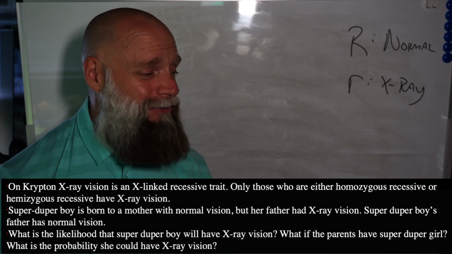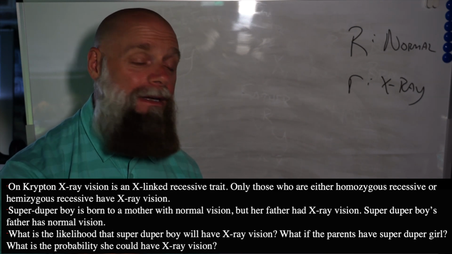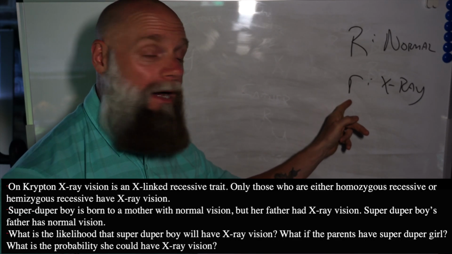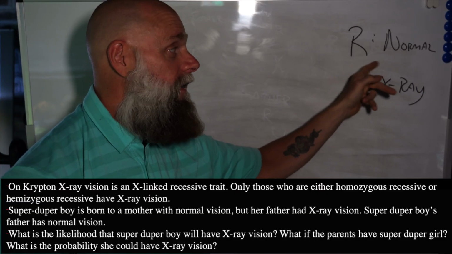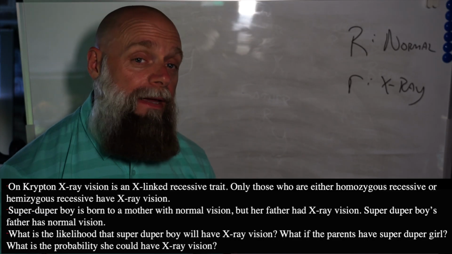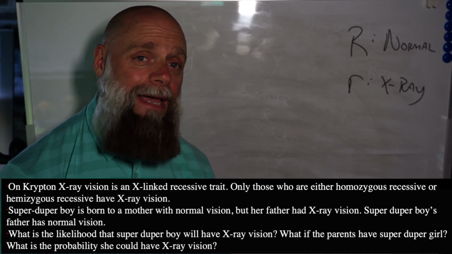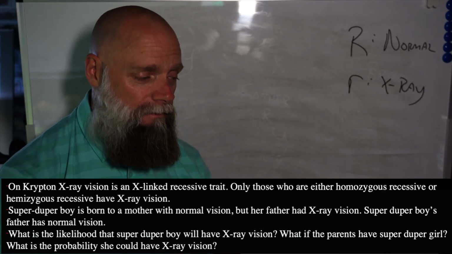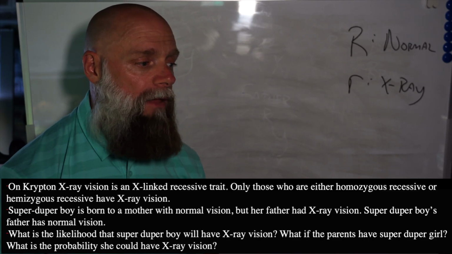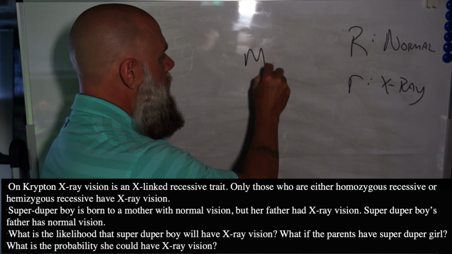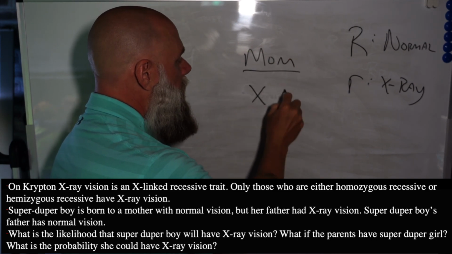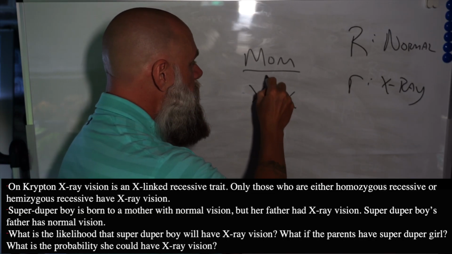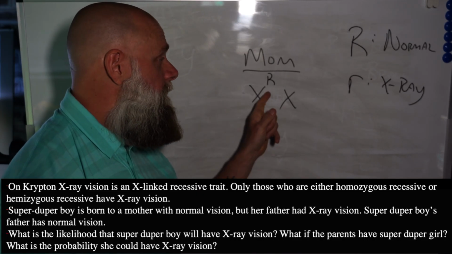So it says on Krypton, X-ray vision is an X-linked recessive trait. So we're going to say that little r is X-ray vision, recessive. Big R, capital R, is going to be normal vision. It says only those who are either homozygous recessive or hemizygous recessive have X-ray vision. Okay, super duper boy is born to a mother with normal vision. Okay, so mom has normal vision. We don't necessarily know her genotype, but we know there's at least one R because normal vision.